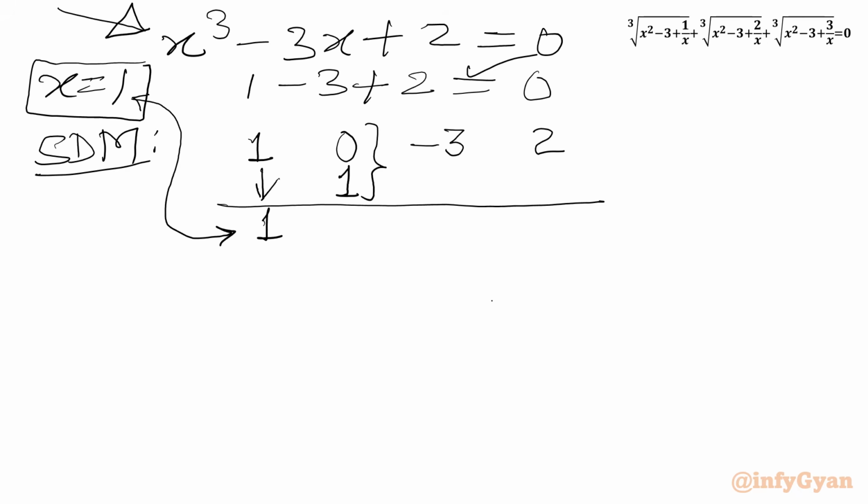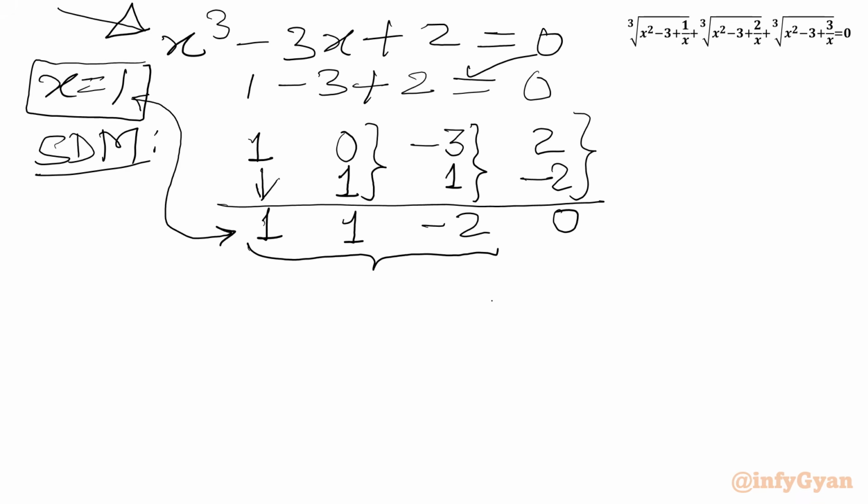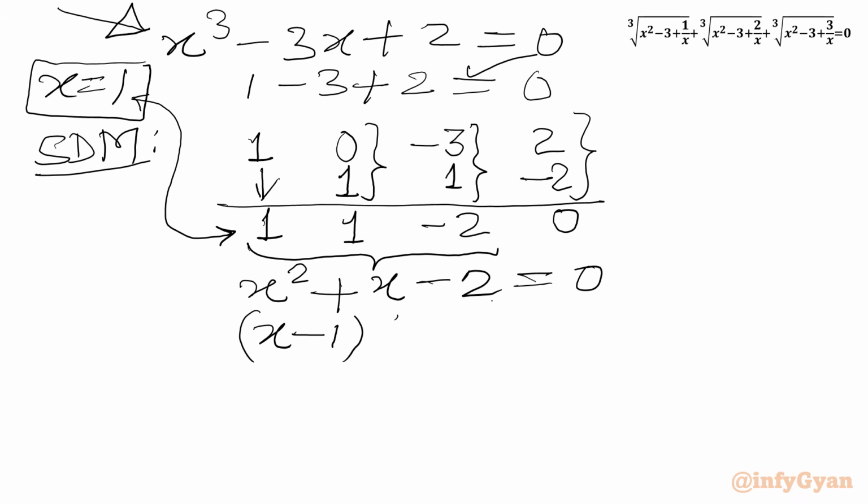Now we will be adding these two numbers. Sum will be here. Same practice we will continue. 1 times 1 is 1. Minus 3 plus 1 is minus 2. 1 times minus 2 is minus 2. We will add these two and get 0. Here we have coefficients for quadratic equation in x. I will write x square plus x minus 2 equal to 0, which we can factorize easily and write over here x minus 1 times x plus 2 equal to 0.